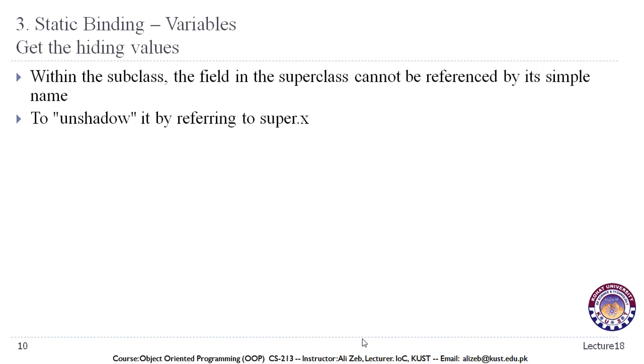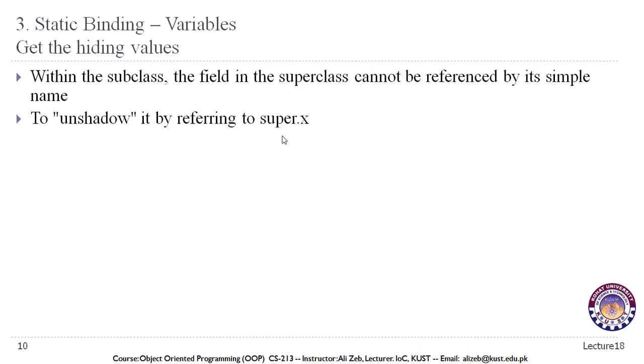Now, what can we do to unshadow this? How will we try to access the superclass's variable? For example, if we have two variables with the same name, as we saw in the previous slide, and we want to access the superclass's variable explicitly, then we can use the super keyword, as we have been using in the previous examples. When we had a toString method in the superclass as well as in the subclass, and we wanted to access the toString method of the superclass, we used super.toString.